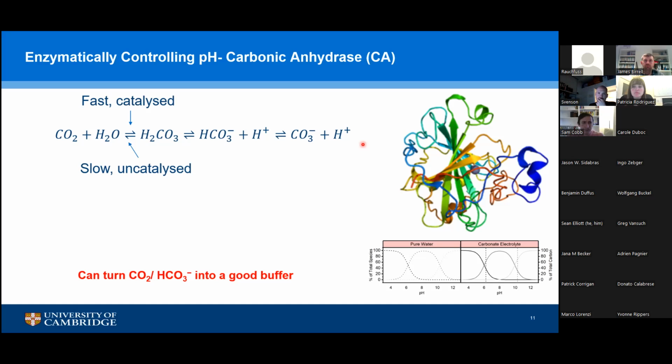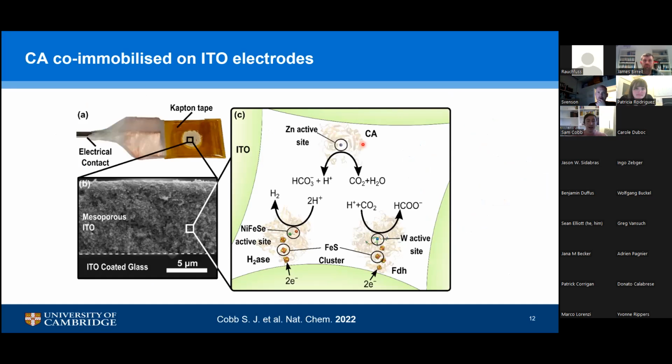So that works, that's cool, that might be interesting. We now need to see how that affects our system. So we went ahead and immobilized that into our electrodes. So everything I'm going to show is mesoporous ITO electrodes with some combination of enzymes immobilized. And you'll see this kind of scheme with different enzymes included as we go through to refer back to.